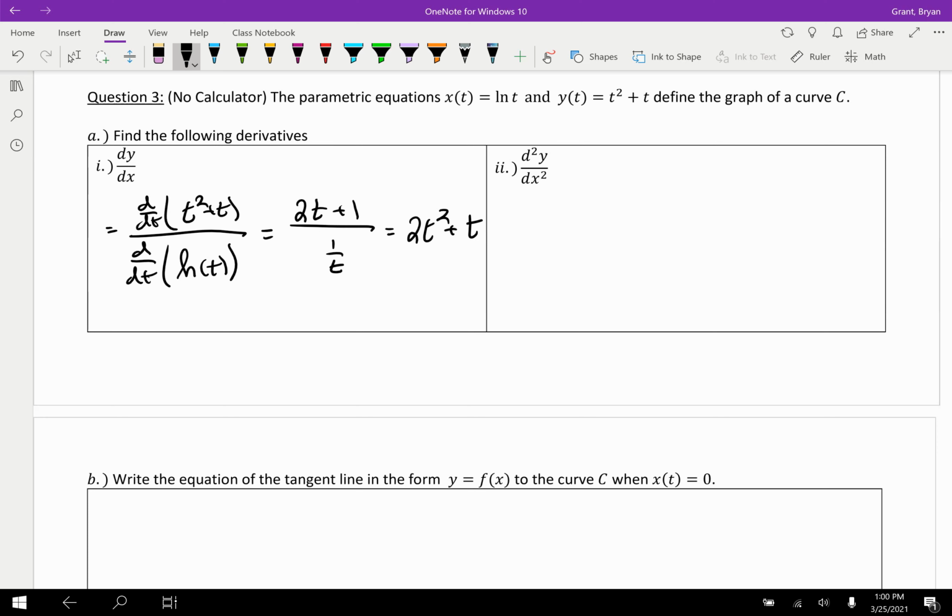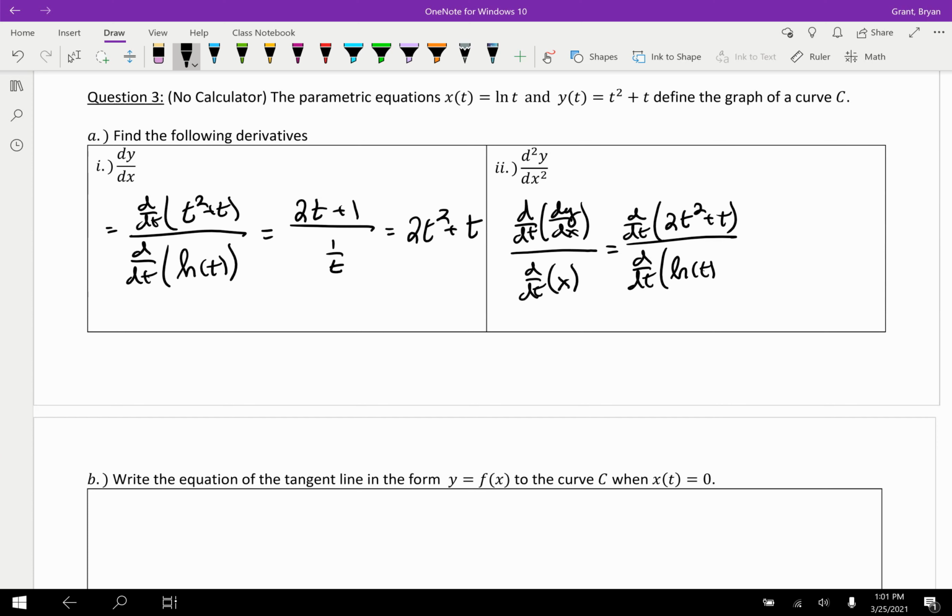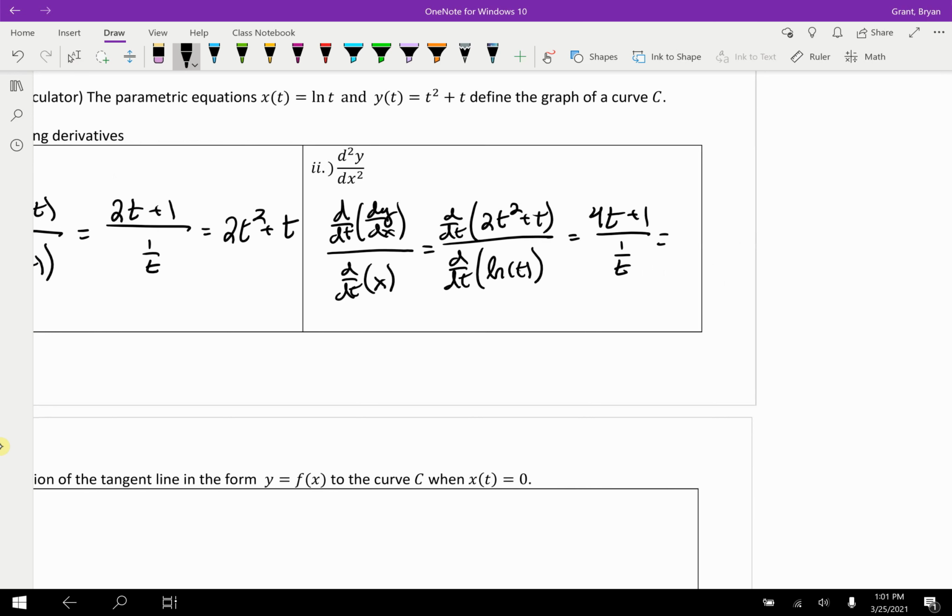All right, what about our second derivative? Well, the second derivative is again found by saying we want to look at the change of the first derivative, which is what we just found, divided by how x is changing. So what does this look like? Well, we're finding d/dt of the answer from the previous problem divided by d/dt of my x equation, which was natural log of t. And so that gives me 4t plus 1 divided by 1 over t. And if we again multiply by t, because why not? Easy enough, 4t squared plus t.